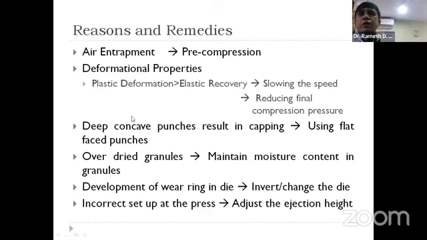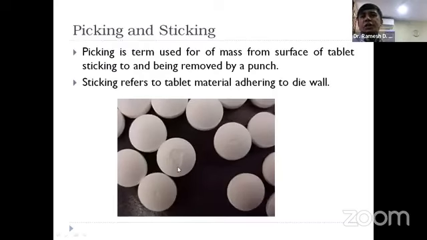Next problem is picking and sticking. As it is shown over here, the material from the upper surface of the tablet is picked by the punches. When the tablets are compressed, the mass which is picked, taken away by the punches, which is sticking to the upper punch, is called picking. And the mass which sticks to the die cavity is called sticking.